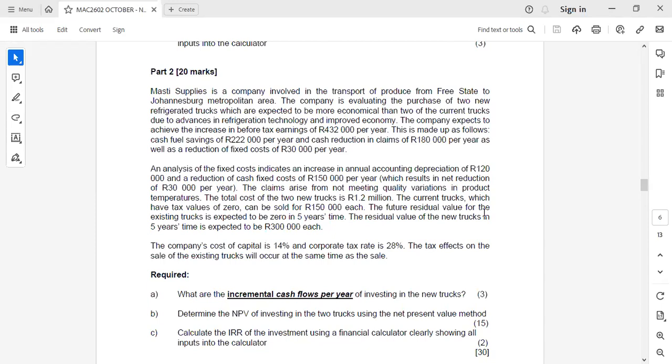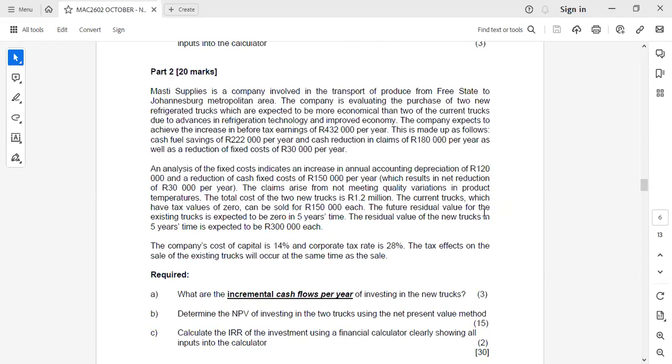Then the company expects to achieve an increase in before tax earnings of 432,000 per year. This is made up as follows: cash fuel savings of 222,000 per year, cash reduction in claims of 180,000 per year, as well as a reduction of fixed costs of 30,000 per year. Analysis of the fixed cost indicates an increase in annual accounting depreciation of 120,000 and a reduction of cash fixed costs of 150,000 per year, which results in a net reduction of 30,000 per year. The claims arise from not meeting quality variations in product temperatures.